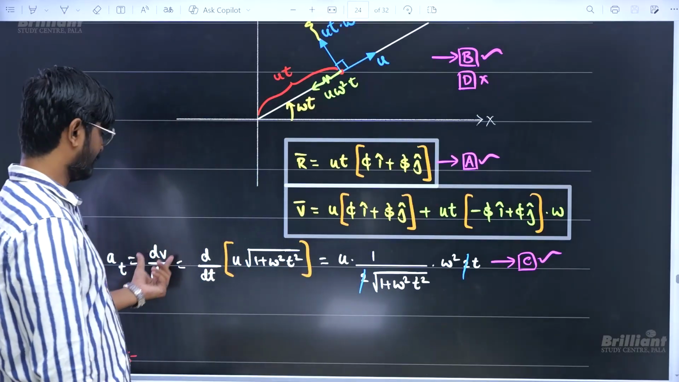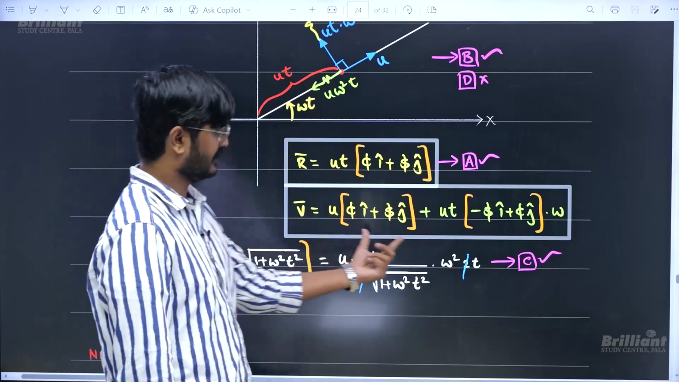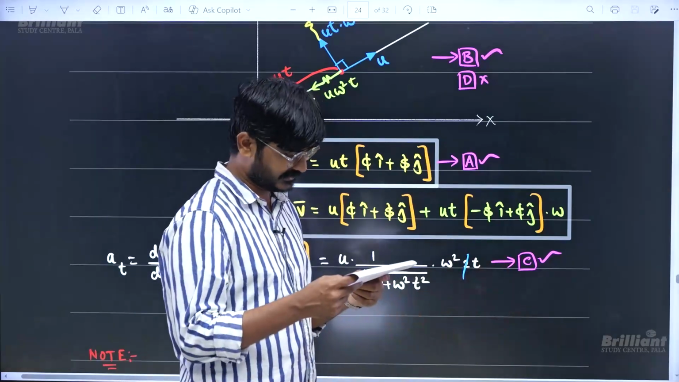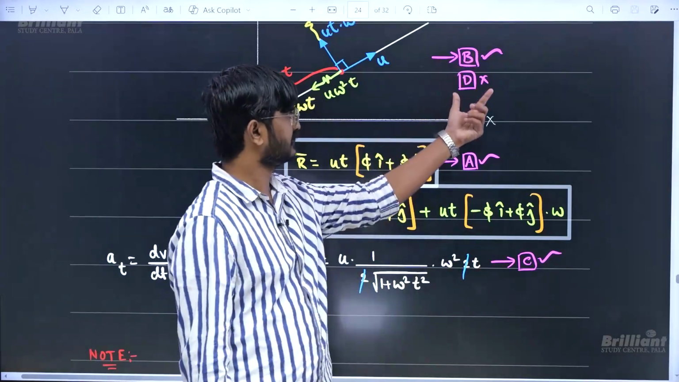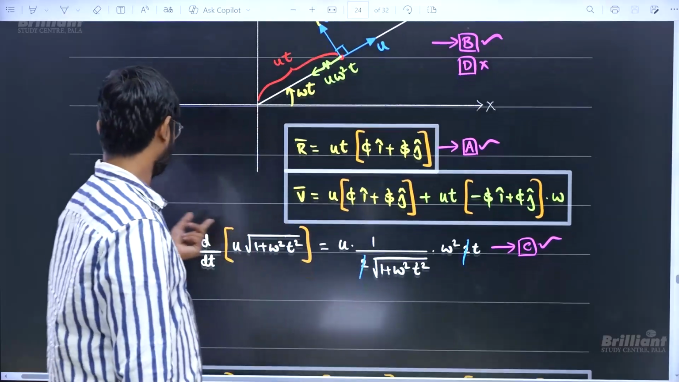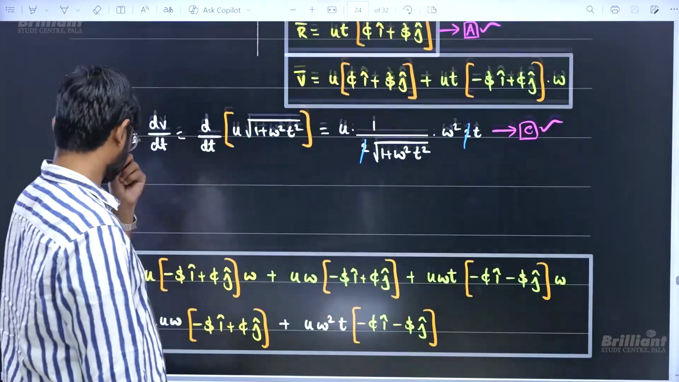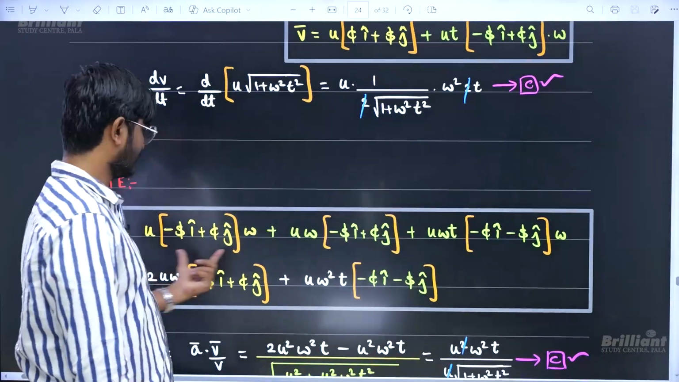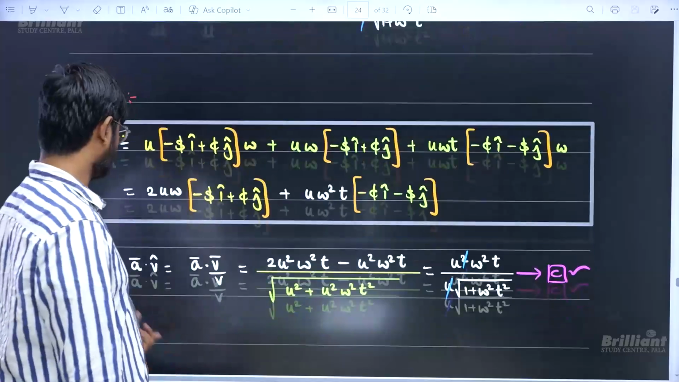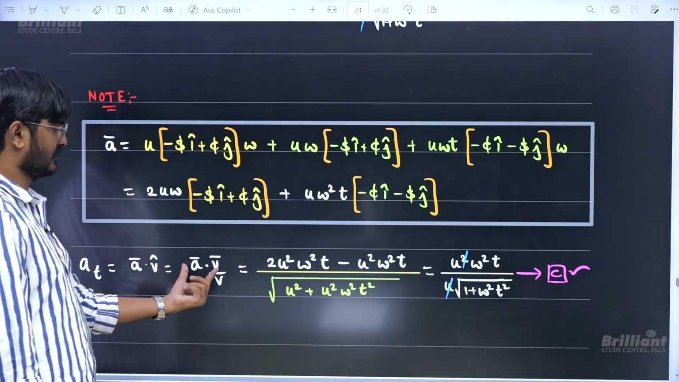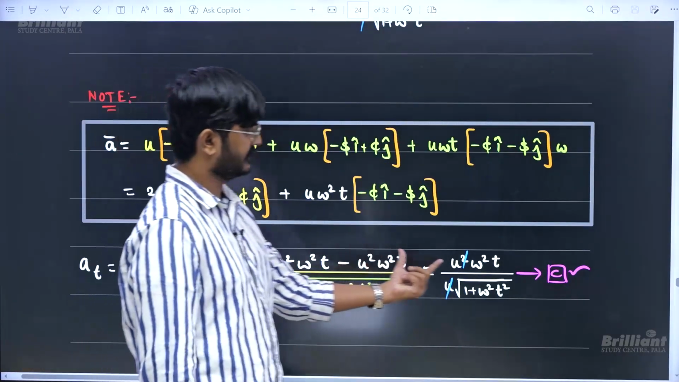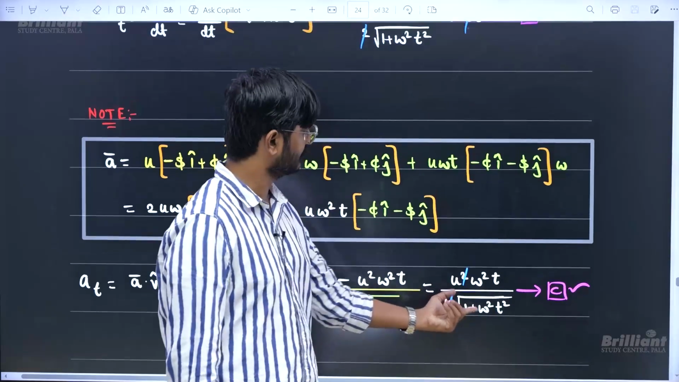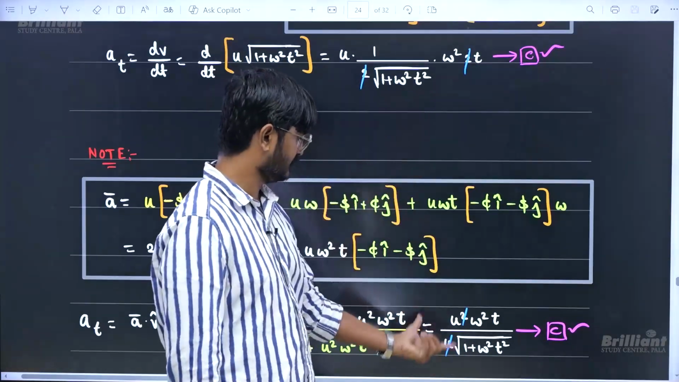Then the rate of change of magnitude of velocity is going to be the tangential acceleration. That way you will get option C. If option B is correct, option D is wrong. Or you can find tangential acceleration in another way also. You can differentiate the velocity, then you will get the acceleration. Whatever acceleration you got, if you take its projection along the velocity direction, you will get the tangential acceleration. Now you should understand this and this should be the same.